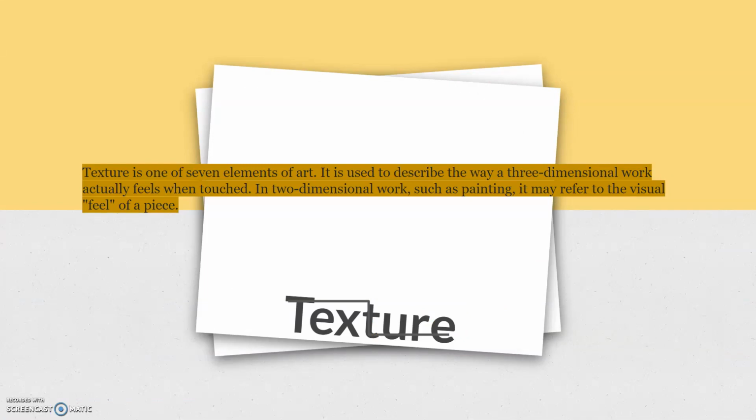The next element is texture. Texture is one of 7 elements of art. It is used to describe the way a 3-dimensional work actually feels when touched. In 2-dimensional work, such as painting, it may refer to the visual feel of a piece.